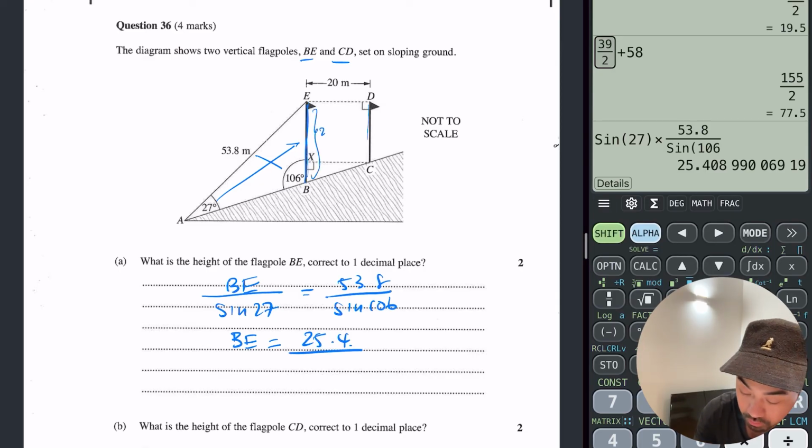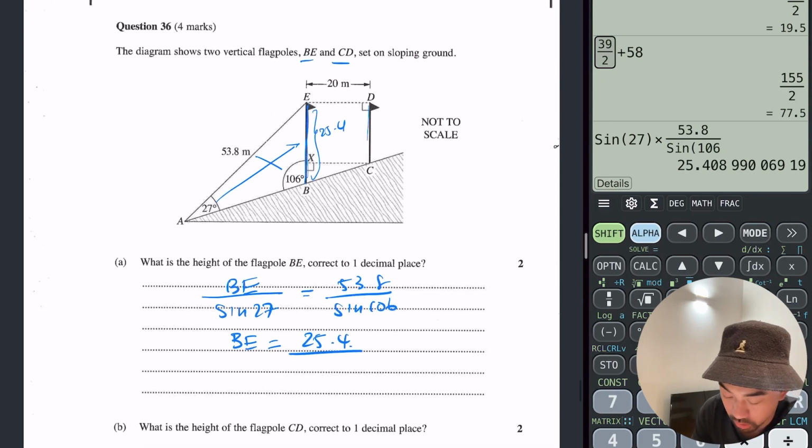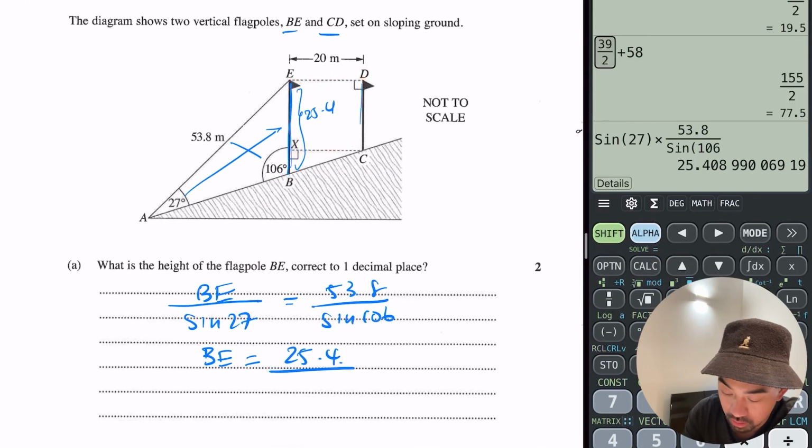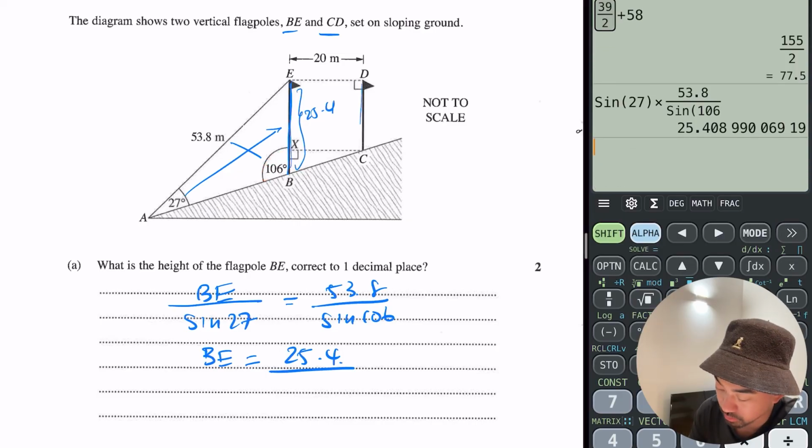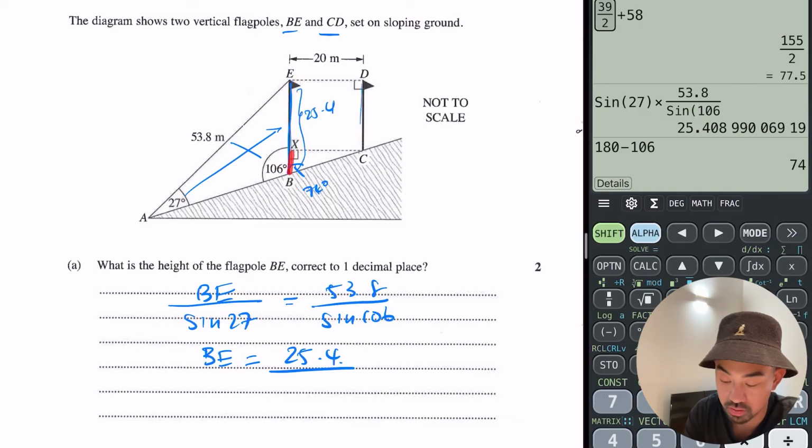Right, B, what is the height of flagpole CD correct to 1 decimal place? Okay, so I can tell that the distance here is the same. If that is 106, then this little angle, because it's a straight line, has to be 74 in here. So I'm thinking, I know that's 25.4, so why don't I find this little distance here, BX in other words.